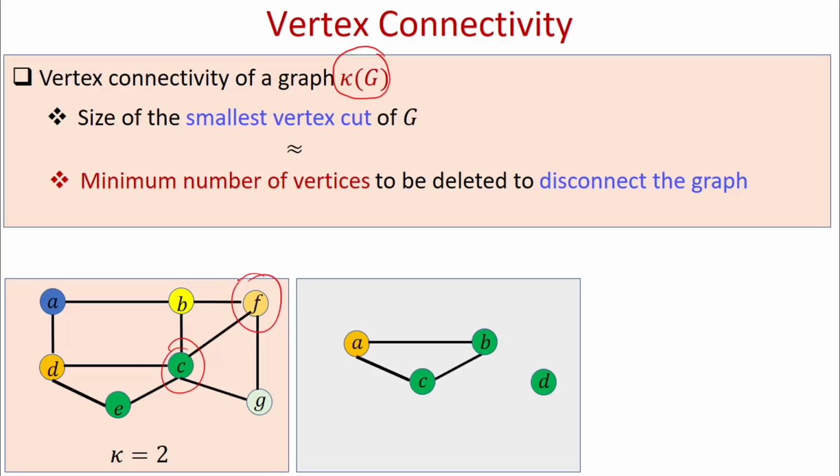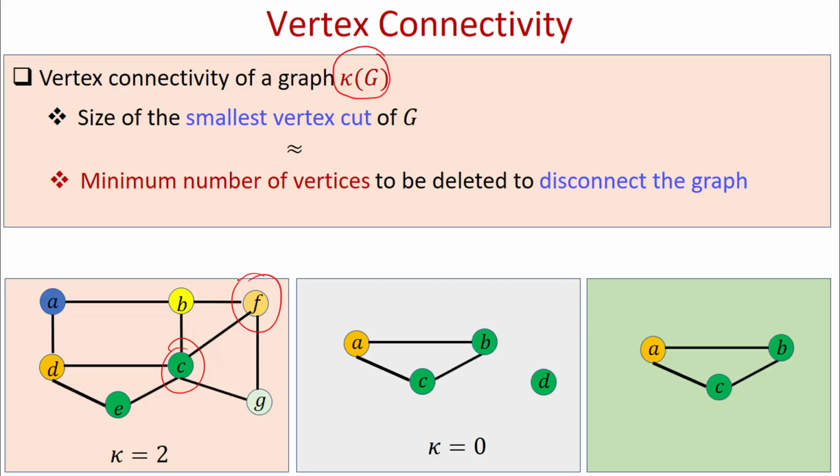Okay. Whereas if I take this graph G, then my kappa here will be 0 because my graph is already disconnected and I don't need to delete any additional node to further disconnect it. Whereas if I take this graph, then the definition that I have given for vertex connectivity does not make sense here, because even if I delete up to n minus 1 nodes here, namely 2 nodes, if I delete say A and B, I will be left with a connected graph, right?